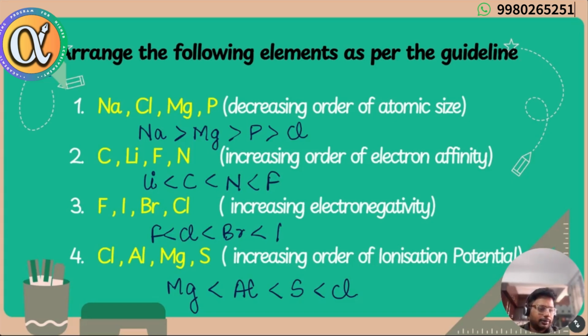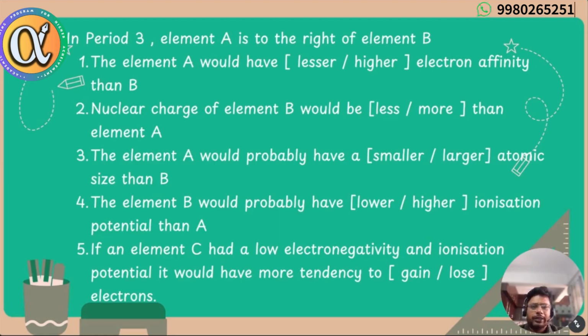The element A would have higher electron affinity than B. So in period 3, element A is on the right of element B. It's on the right side, so right side will have higher. Nuclear charge of element B would be less than element A. So I'll write B here and A here for better understanding. So B has less. The element A would probably have a smaller or larger atomic size than B? Smaller. The element B would probably have lower or higher ionization potential than A?